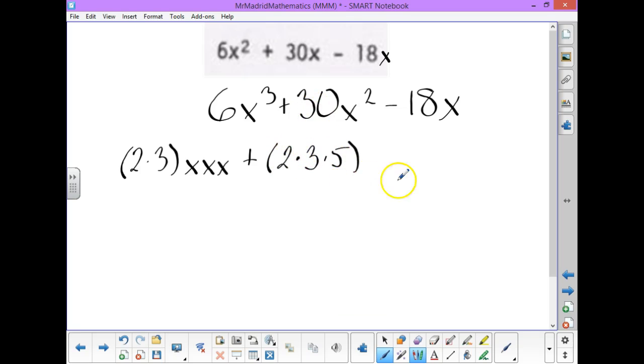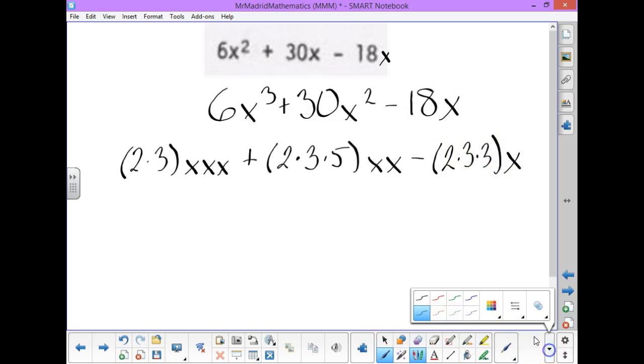x squared means I have 2 x's, x times x, minus, and I'll do the same thing with this one. 2 times 3 is 6, times 3 is 18, and then the x on the outside. Again, this might look intimidating, but this is going to guarantee the answer if you're struggling. So let's look at what you do here.